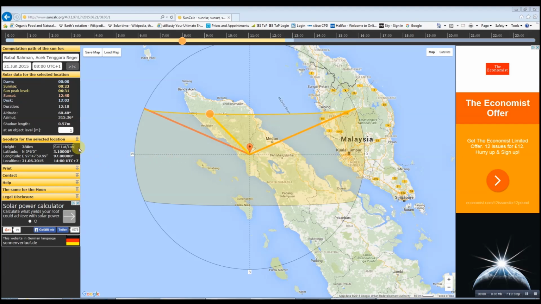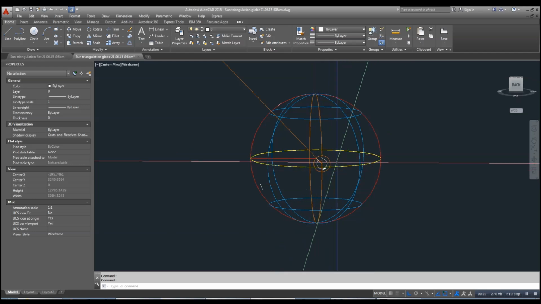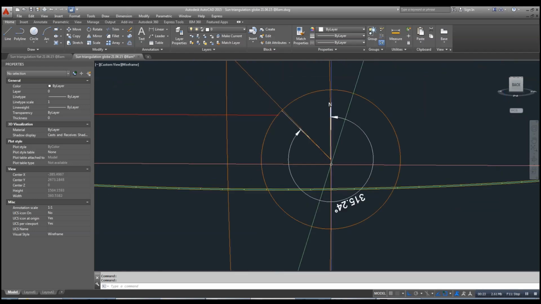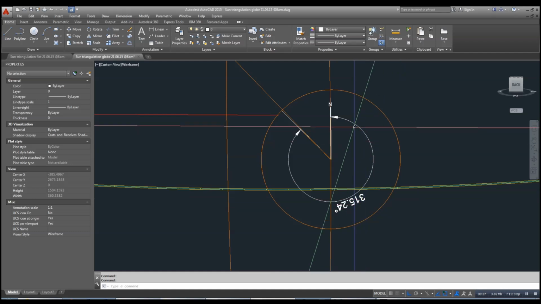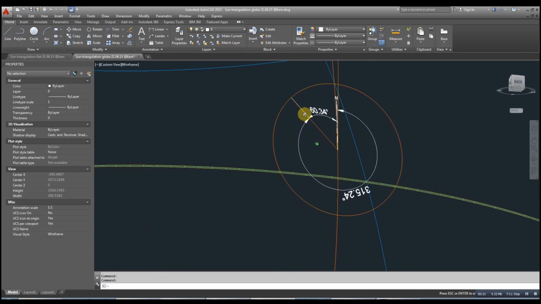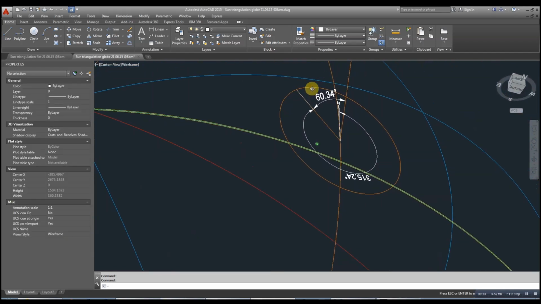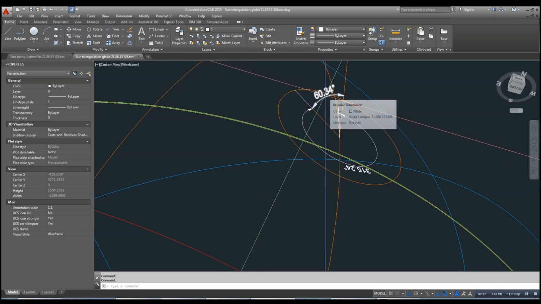And the altitude is 60.4 and the azimuth is 315.36 degrees. So let's have a look on the globe. There it is in orange. So the azimuth is 315.24 degrees all the way around to here, and the altitude from that point is 60.34 degrees.